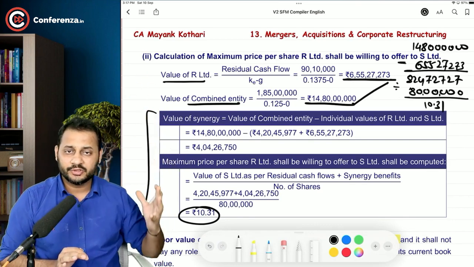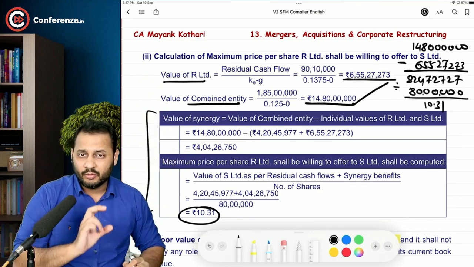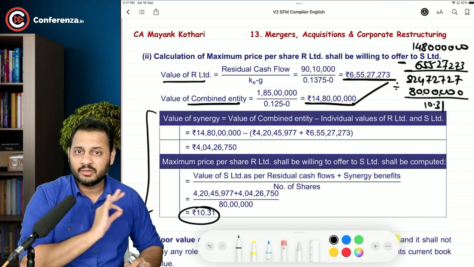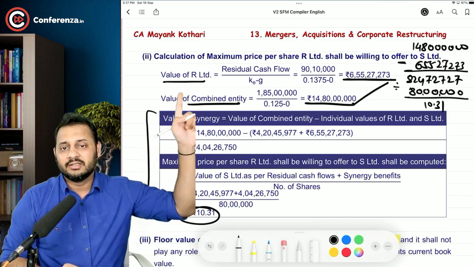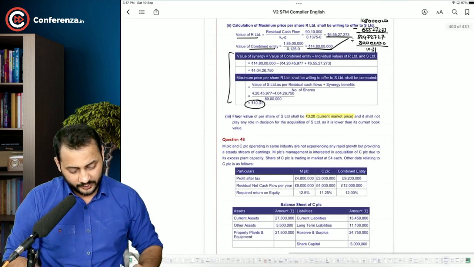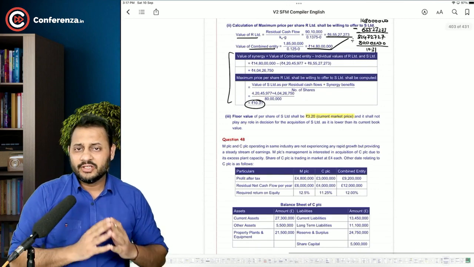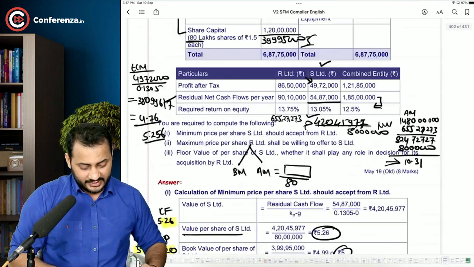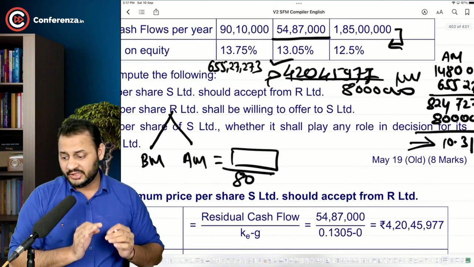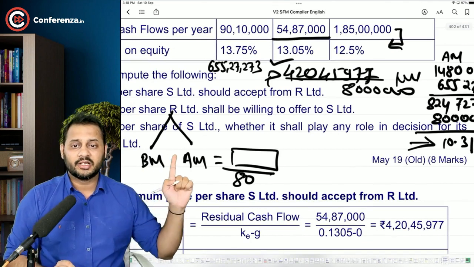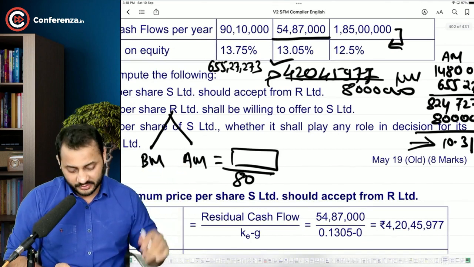Instead of writing so much of the things, just one small table with 5 rows will complete the answer of the second part. This is the maximum that we will be ready to pay. See, acquirer will always be ready to pay the maximum that he is gaining. He just needs to make sure that before merger market value is carried forward in the after merger also.